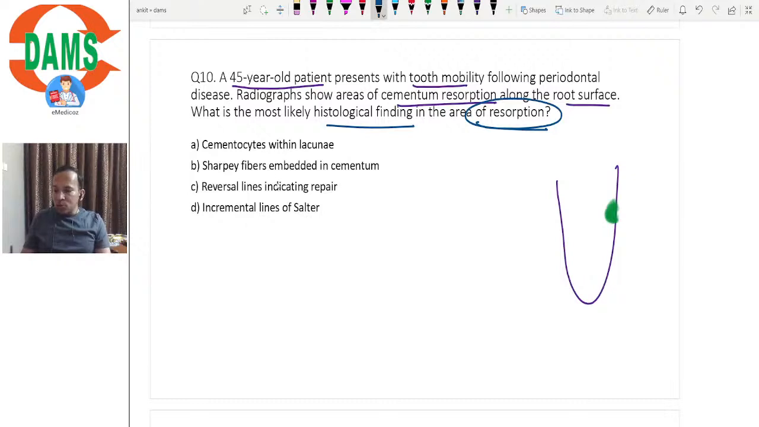Let me read the options to you and then you can tell me the answer. Option A, cementocytes within lacunae. It says that you will find cementocytes in the resorption lacunae. Option B, Sharpey's fibers embedded in cementum. So Sharpey's fibers will be seen within the cementum at the site of resorption. Option C says reversal line indicating repair. You will see a reversal line. And option D says that you will see an incremental line of Salter. So which of these four do you think we will see histologically in this resorption bay?